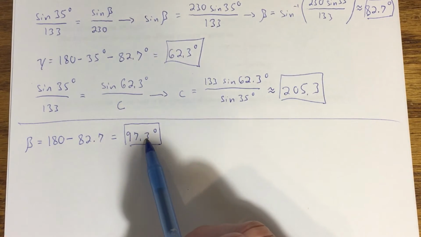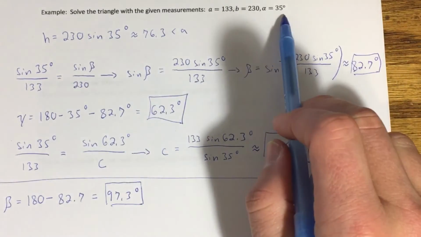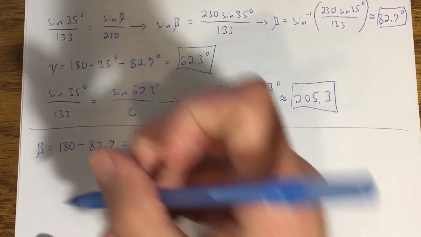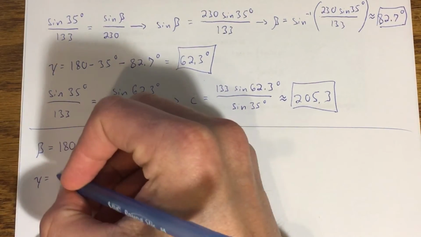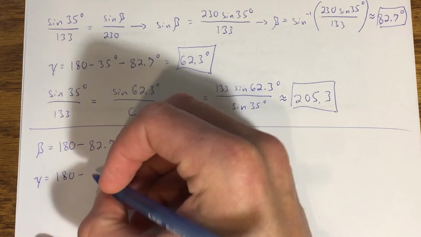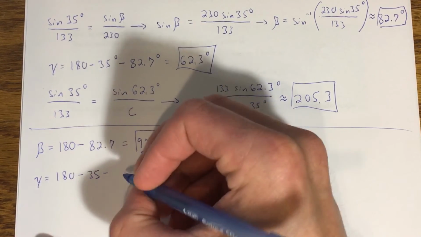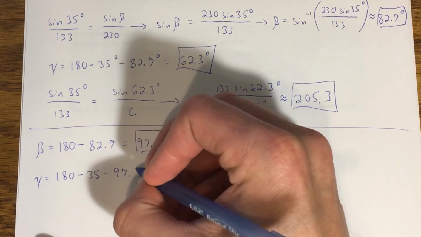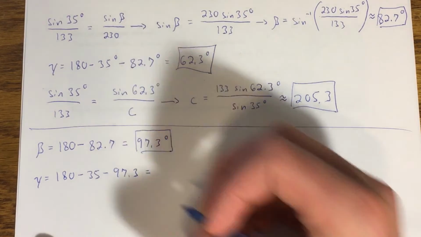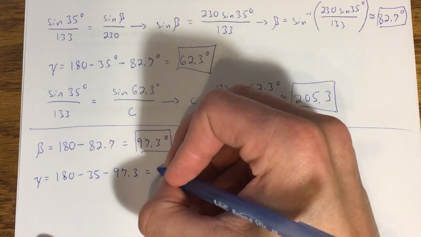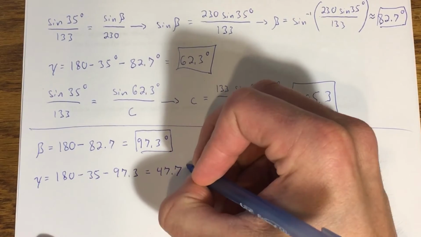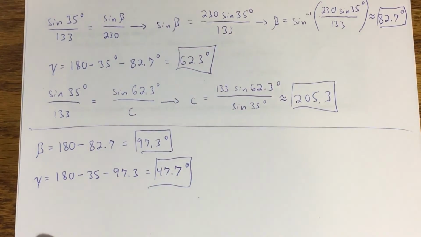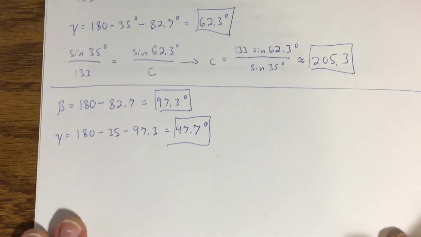Now that I know beta, we were given alpha at the very beginning, 35 degrees. I'll get gamma by subtracting both of those from 180. 180 minus alpha, which is 35 degrees, minus the new beta, which is 97.3. And this time for gamma, we get 47.7 degrees.